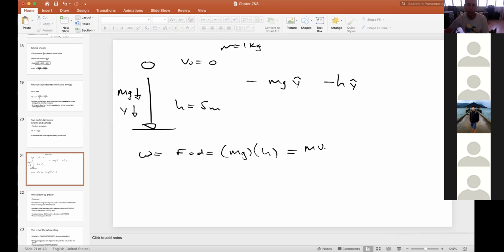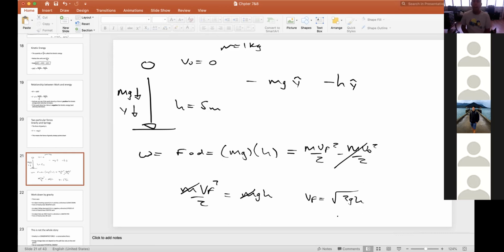That is going to be equal to mv final squared over 2 minus mv initial squared over 2, taking this was at rest. If I want to know what v final is, I see that mv final squared over 2 is equal to mgh. Get rid of my m's. V final is square root of 2gh. That is exactly what we found when we did it with the equations for free fall.